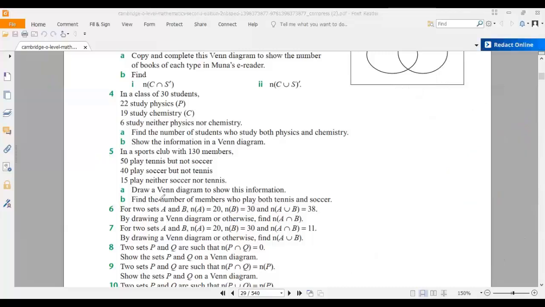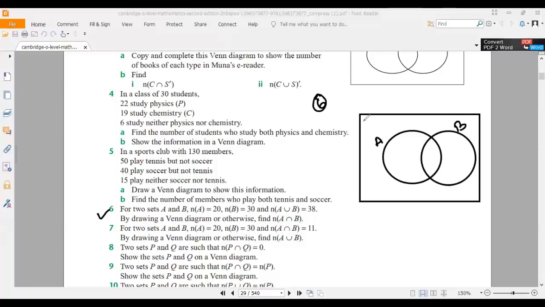Now, question 6. For two sets A and B, n of A equals 20, n of B equals 30, and n of A union B equals 38. By drawing a Venn diagram or otherwise, find n of A intersection B. At first we will show it using the Venn diagram. If I draw a Venn diagram, it will look like this. This is the whole universal set. This circle is for set A, this circle is for set B.